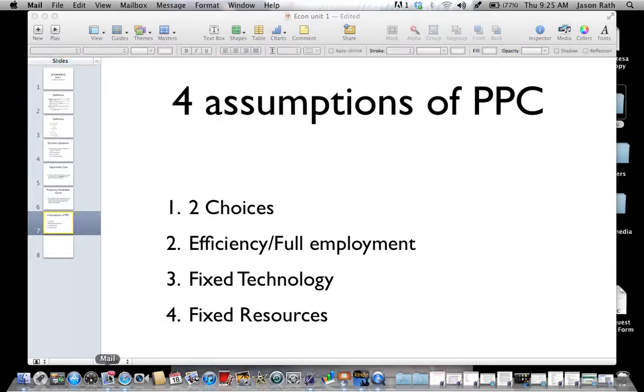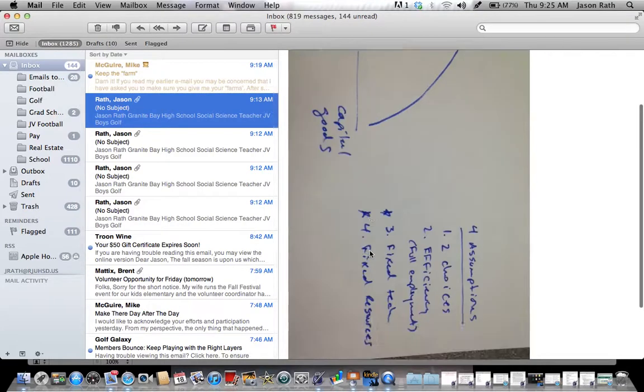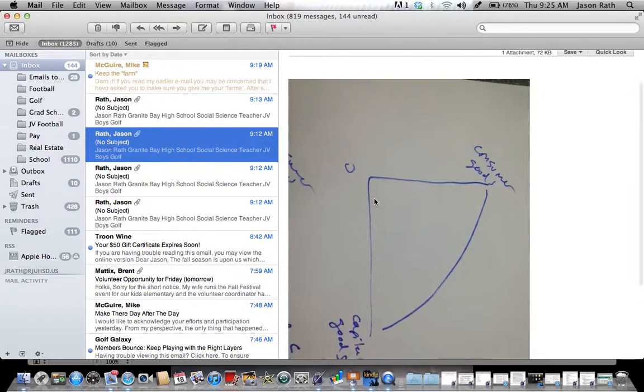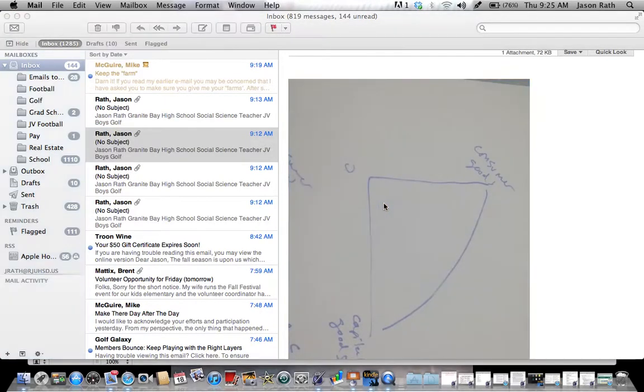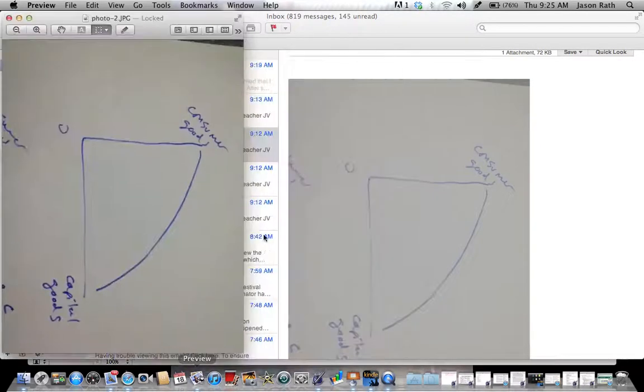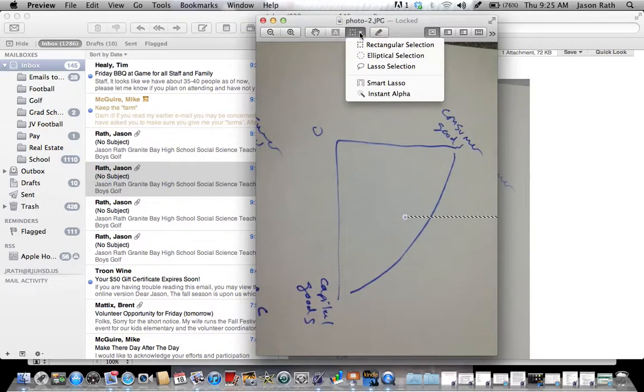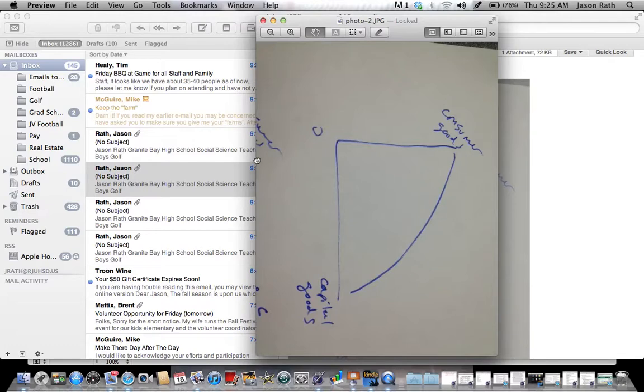Let me show you something here. I drew it for you. There are the four assumptions. Let me show you the production possibilities curve. If I could open this. And here you go. Let me rotate it. This is what the production possibilities curve looks like. It won't let me rotate, of course not, because that's too easy. But anyway, if you look at it, you have consumer goods, capital goods, and a zero. I'll draw it on the board for you in class today.